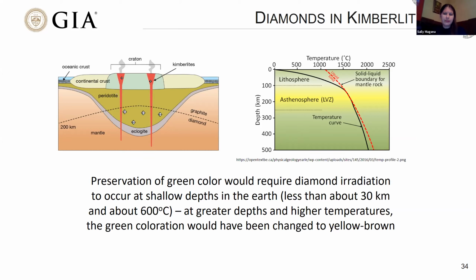Because if we go deeper in the earth, we get a higher temperature, and at higher temperatures, any green color is lost and transformed into yellow-brown.